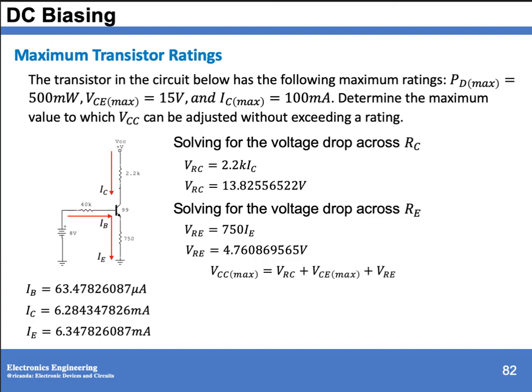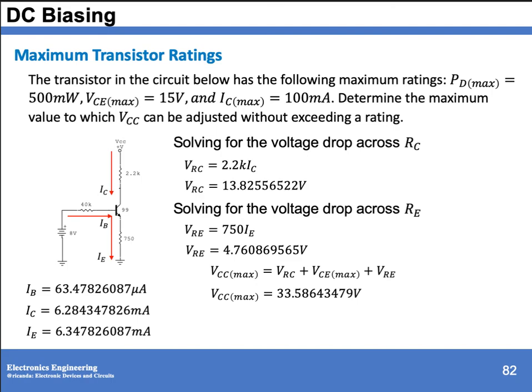So we are now going to solve for the maximum value of your VCC. That is VRC plus your VCE plus your VRE. We have already a VRC value. Then in the problem, your VCE maximum is also given, and we have already solved for your voltage drop across RE. Therefore, the maximum value for your VCC will be equivalent to 33.58643479 volts. So that is the maximum adjusted value for your VCC.